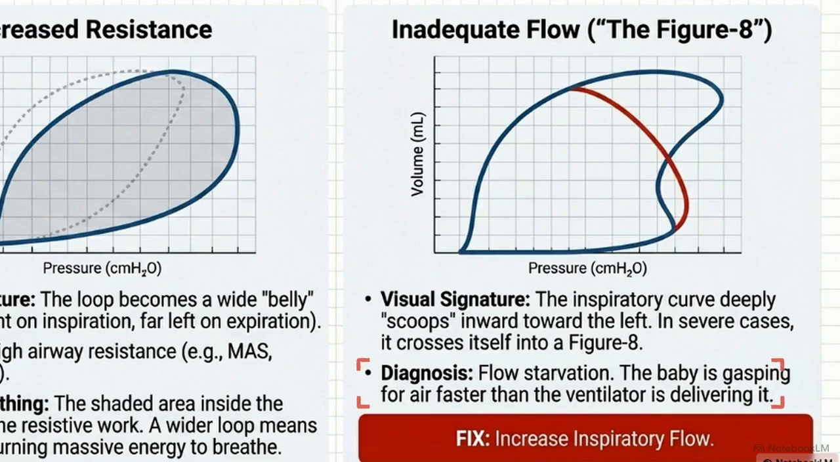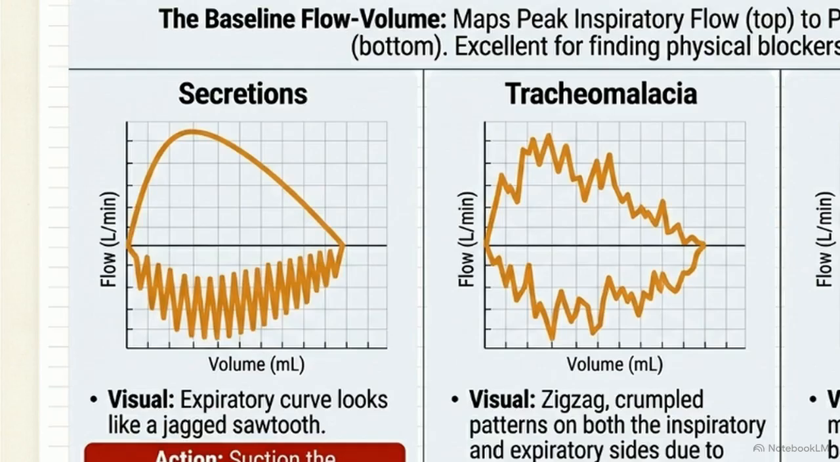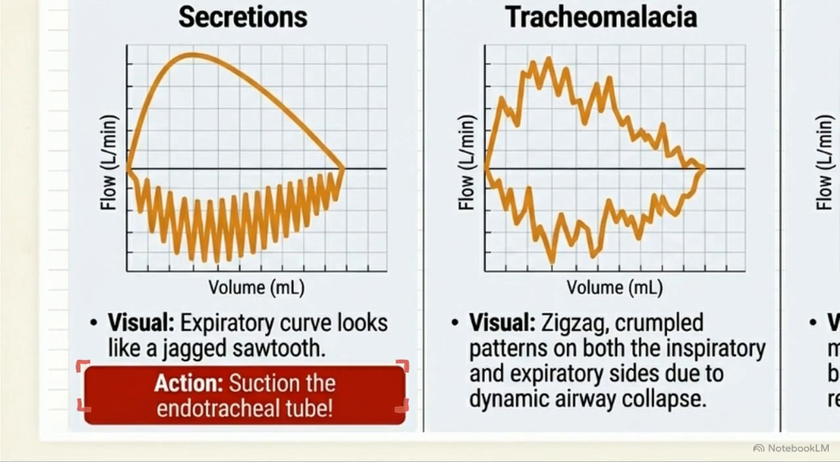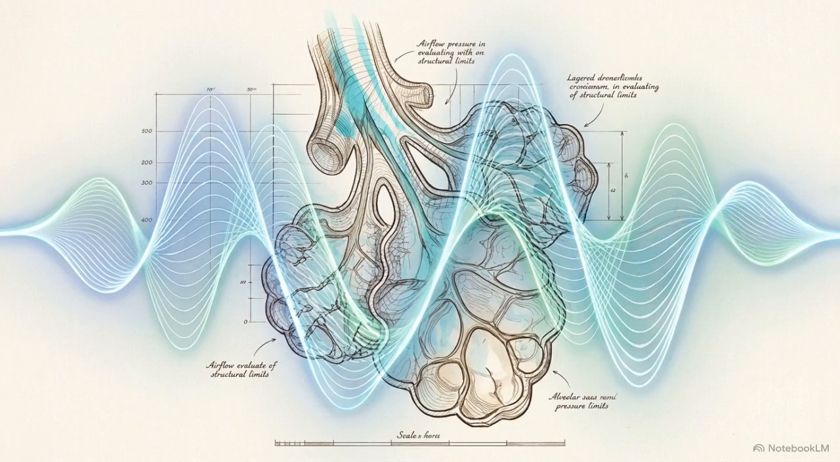The flow volume loop identifies physical blockers. In the leftmost panel, the expiratory curve looks like a jagged sawtooth. These vibrations mean endotracheal secretions are obstructing the airway and must be suctioned immediately. These loops provide the structural blueprint of the lung, revealing whether the tissues are too stiff, overinflated, or physically obstructed.